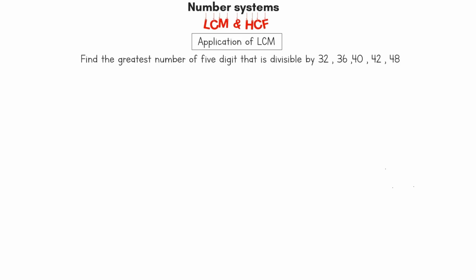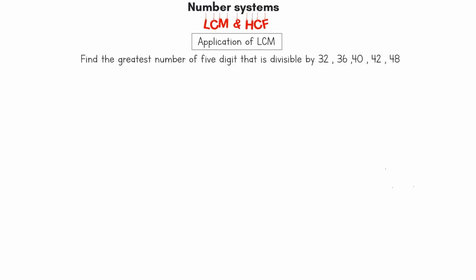Now let's solve a few problems on application of LCM. So what is this problem saying? Find the greatest number of 5 digits that is divisible by 32, 36, 40, 42, 48. As soon as I see the number is divisible by these, I need a multiple of these numbers. So it's an application of LCM. Greatest number of 5 digits, I know how to find this out.